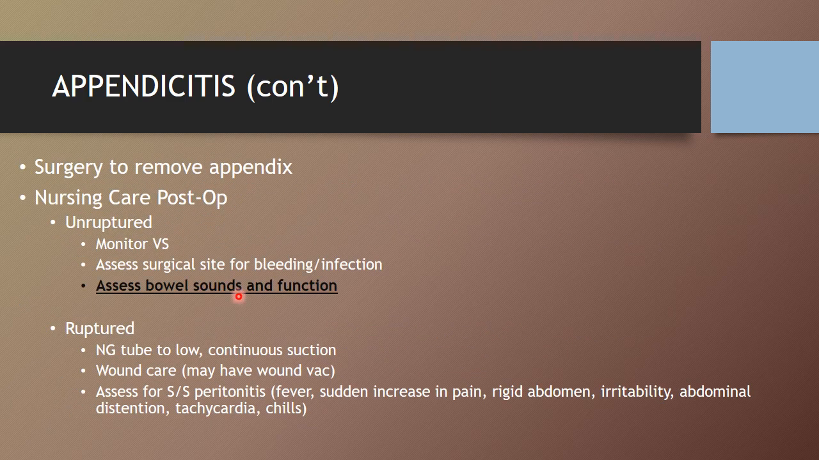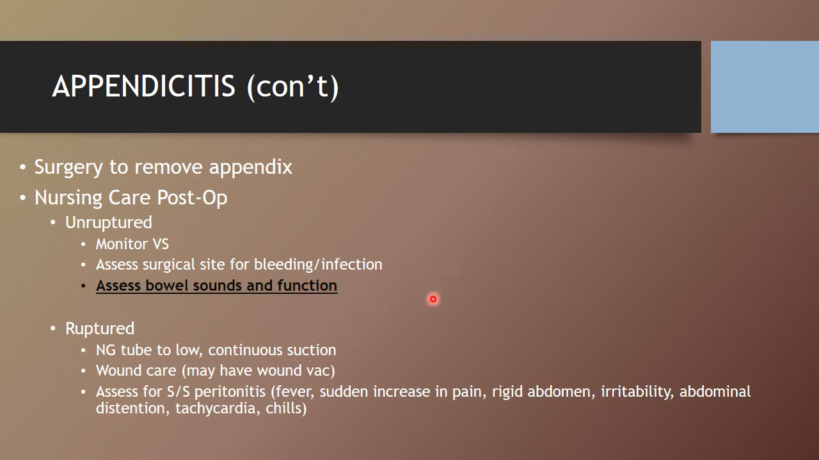They're going to have surgery to remove the appendix. Post-op, if they had an unruptured appendix, you're going to monitor vital signs, assess surgical site for bleeding or infection. And then a big one, per usual, is going to be assessing bowel sounds and making sure they function properly.